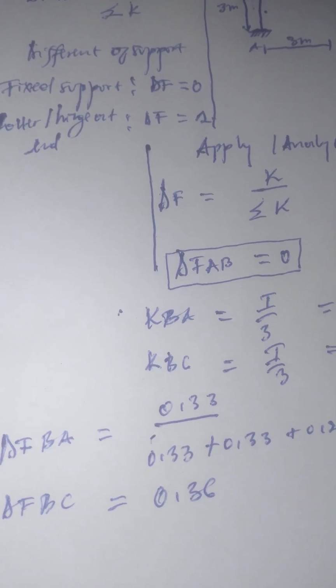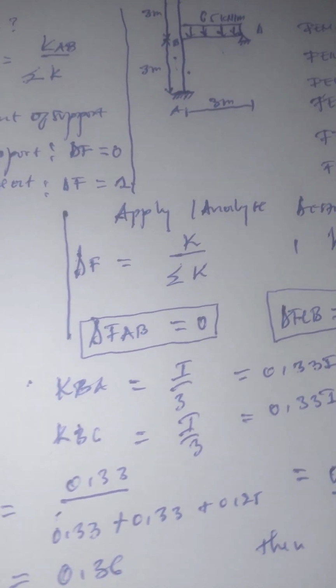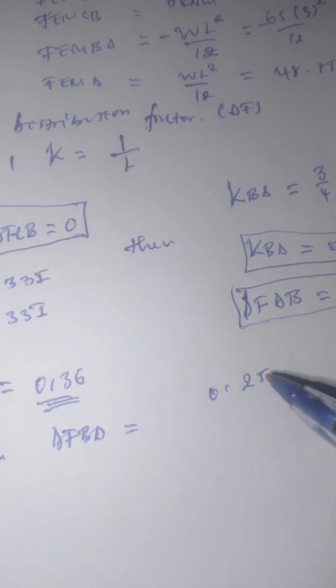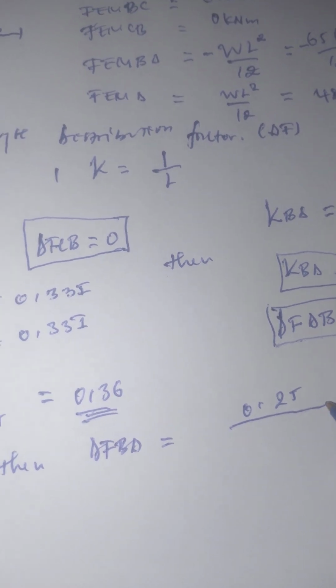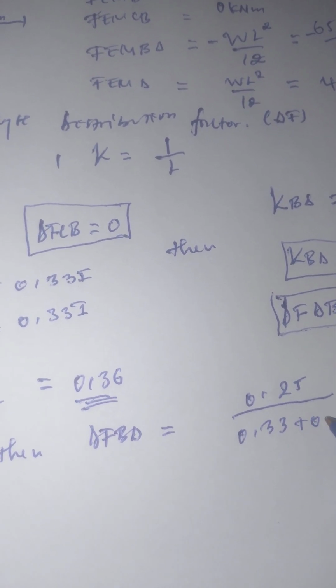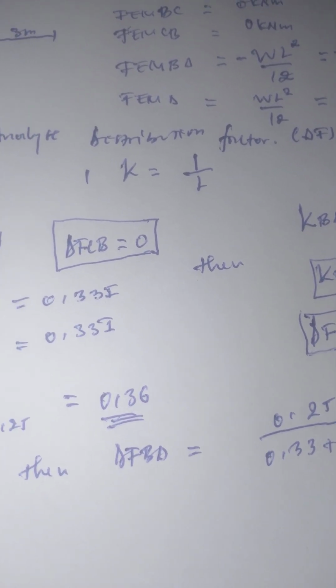Then distribution factor BD is equal to 0.25 over 0.33 plus 0.33, then plus 0.25.